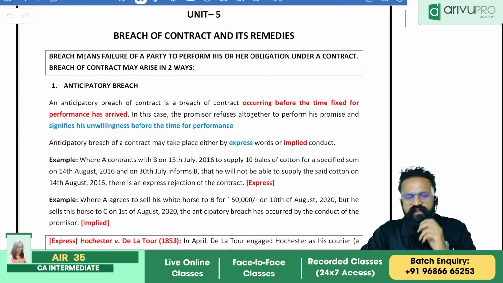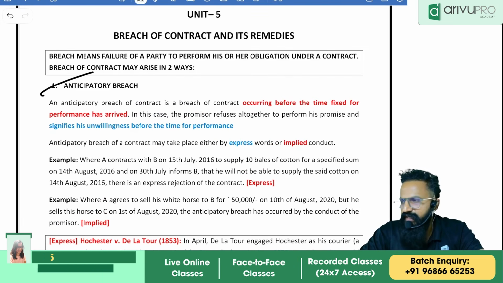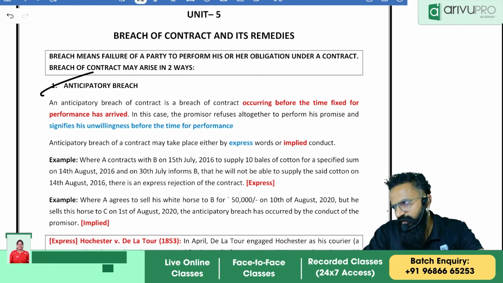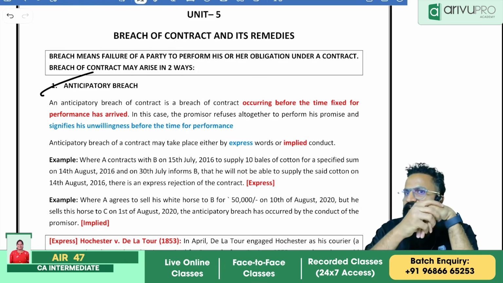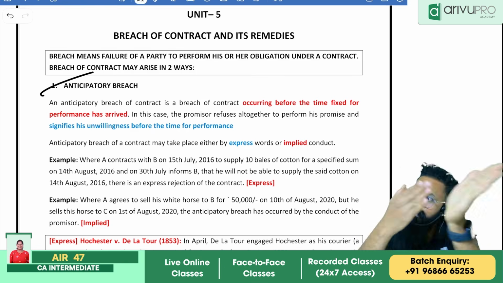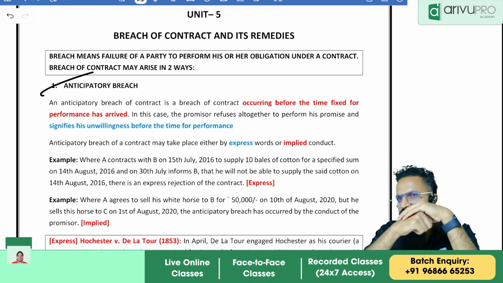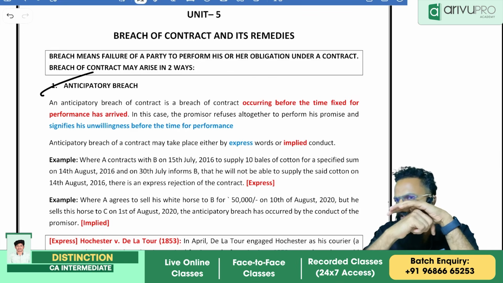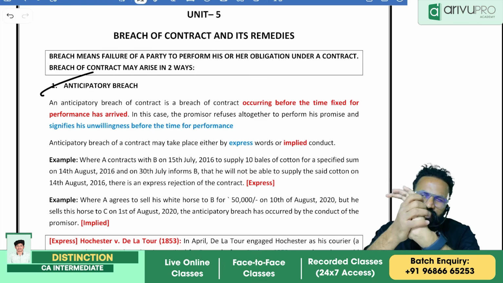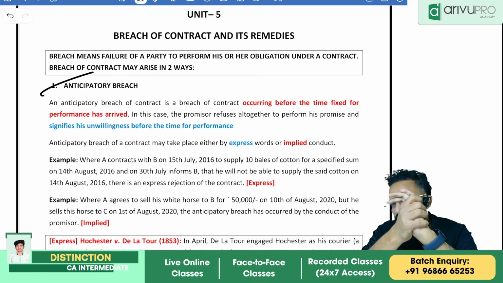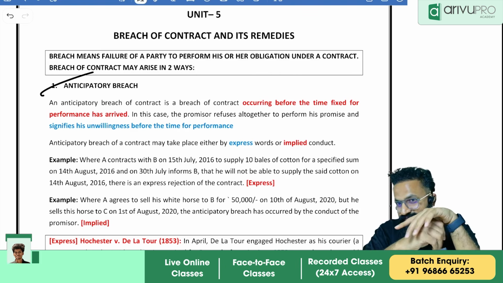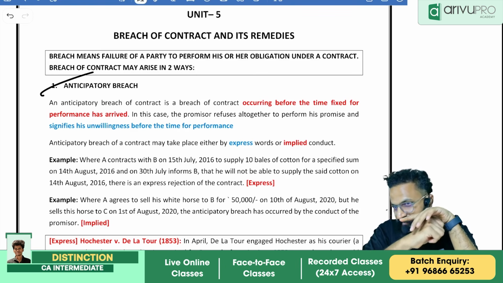Okay, next one. Breach of contract and its remedies. Breach of contract: anticipatory breach and actual breach. Actual breach happens during the performance of a contract. Anticipatory breach happens before the contract is due for performance. Correct? The case law we saw here was Hochster versus De La Tour. And also one more, marriage.